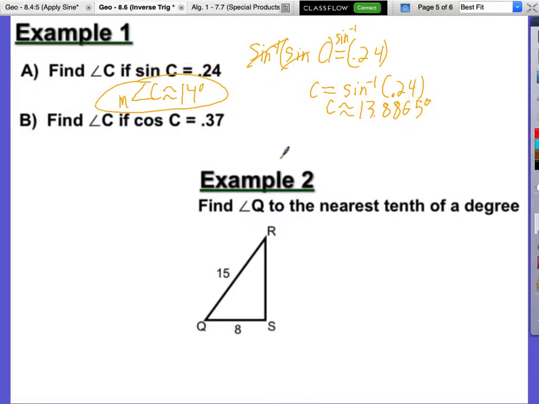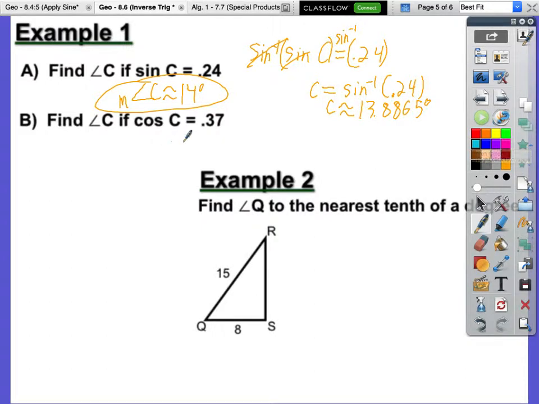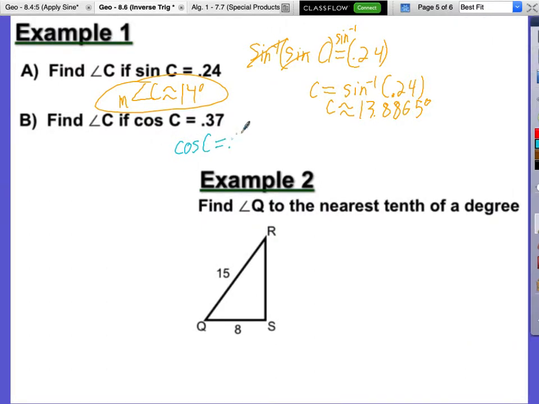Okay, let's go back to our seats. So if we come up here, we look at this. Cosine of angle C is equal to 0.37. How do we undo cosine to get just our angle C? We do inverse cosine. Mathematically, we take the inverse cosine of both sides, and the inverse cosine and the cosine undo each other, leaving angle C equal to inverse cosine of 0.37.